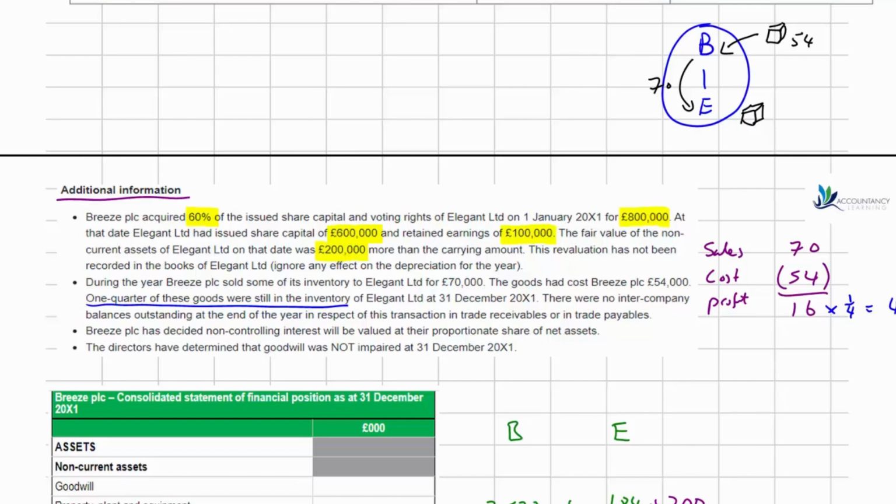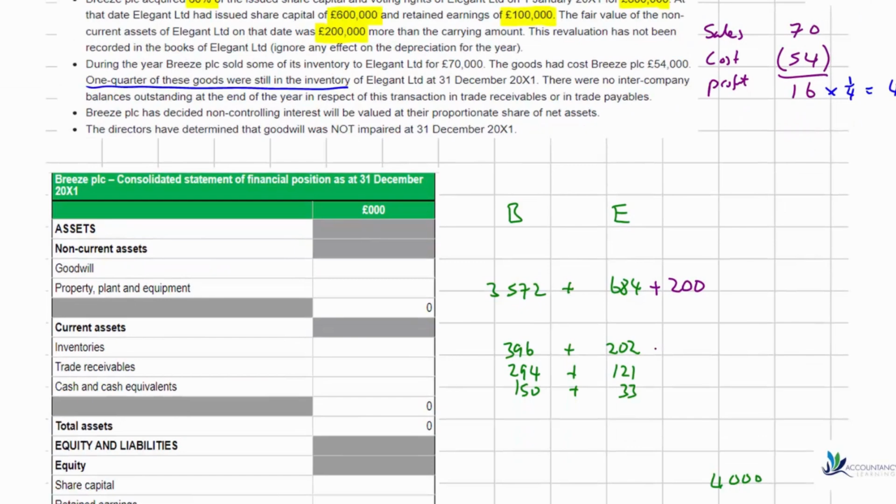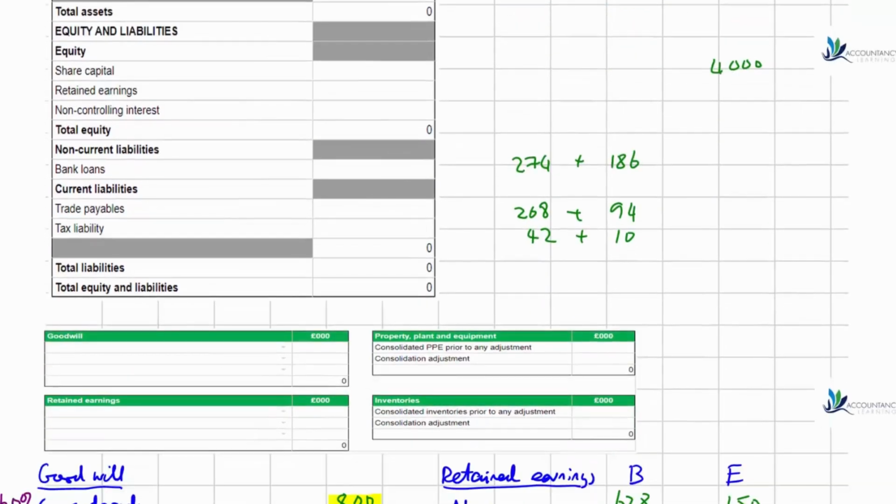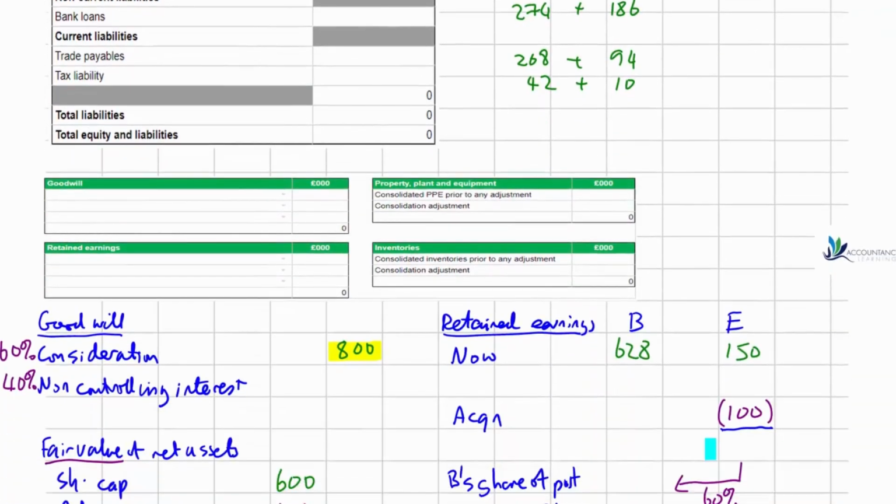Okay, so we need to reduce inventory. So there we are in our scrap paper. We can reduce inventory by the 4. And that's a credit. And the debit will go to cost of sales. But we don't have cost of sales here. But if we're going to have an extra expense in our accounts, that means our retained earnings will also go down. So yeah, we need to make an adjustment for our unrealized profit.